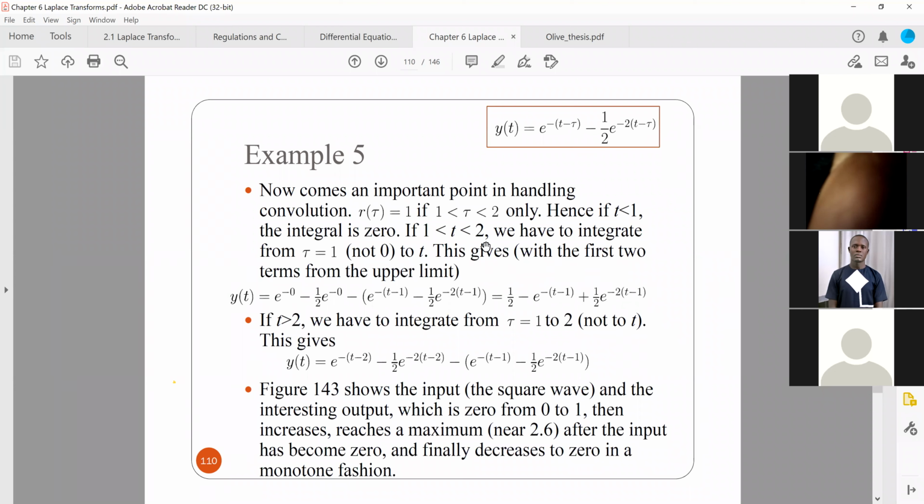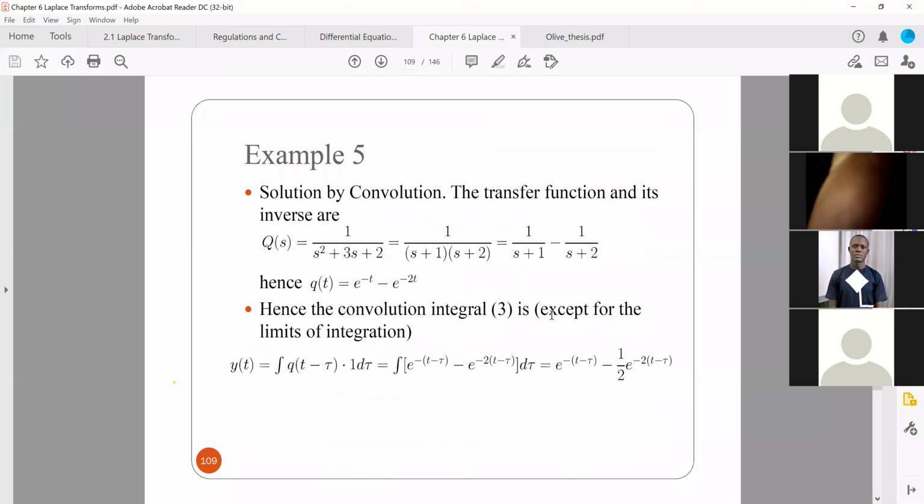Then if t is greater than 2, we now have to integrate from tau equals 1 to 2 in our equations before. So we will end up with a situation where we have the terms in t minus 2 and a half e to the minus 2(t minus 2), and then also subtracting this term because we are integrating from 1 to 2. It's just substituting these limits in here.